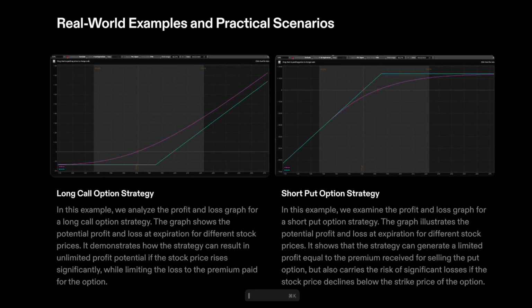Firstly, we'll introduce the profit and loss analysis graph and discuss its significance in options trading. This graph provides a visual representation of the potential profit or loss of an options position at expiration, based on various factors such as the underlying stock price, time to expiration, and implied volatility.